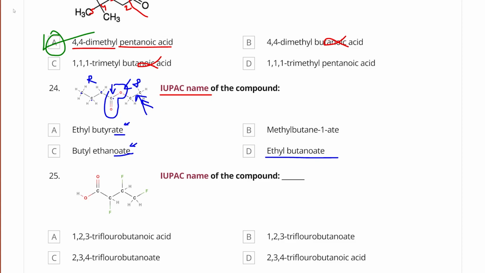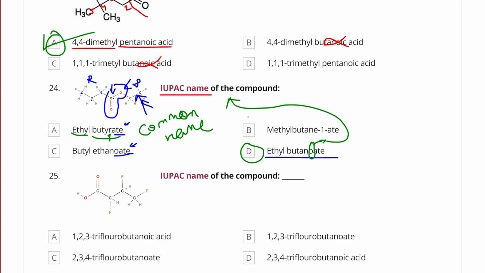Ethyl butanoate. By the way, this is the correct option, my dear friends, because shortly -ate, as you see here, ethyl butyrate, this is the common name. This is the common name. The O here creates a big difference, my friends.